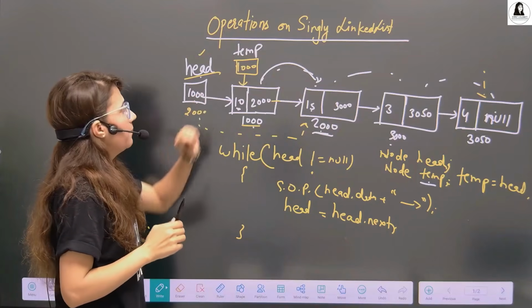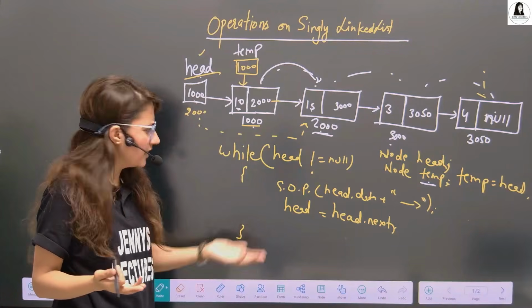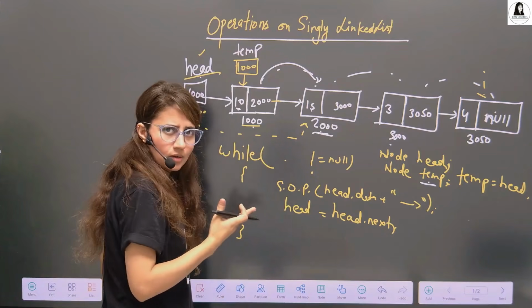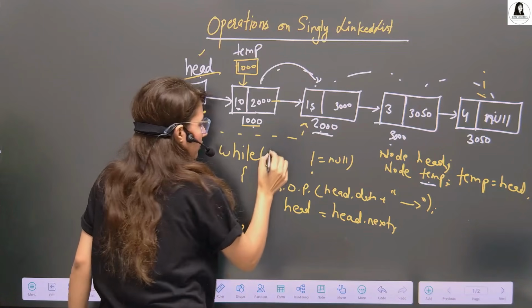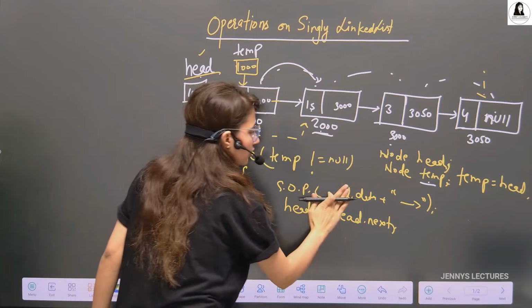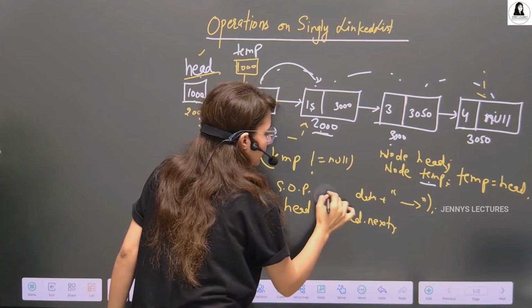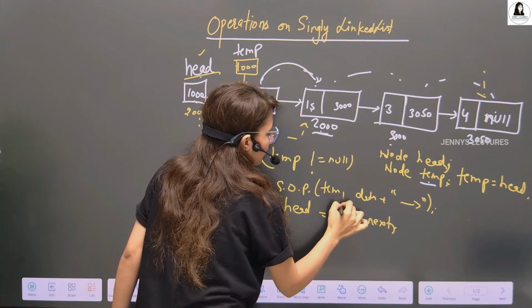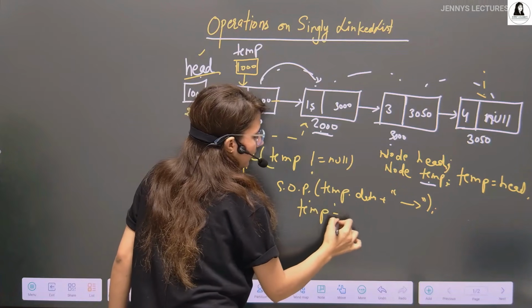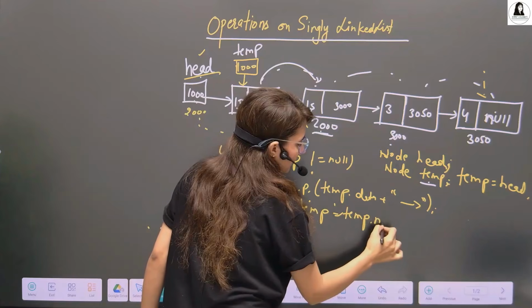Now head is here, temp is here. So don't move head. Do the same thing with temp. So rather than head, you can modify this. You can pause the video and modify this. While temp is not equal to null, we print temp.data, and rather than head, we do temp is equal to temp.next. That's it.